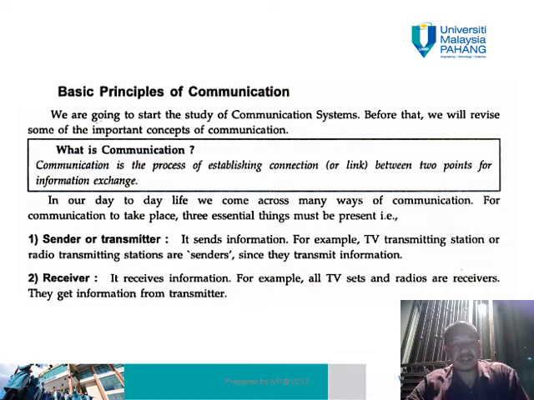There are 3 important things that must be present in order to exchange the information. First is the sender, the second is the receiver, and the third, okay, after this. So what is the sender? The sender is the first part, which sends the information, the origin of the information. Sender is also known as the transmitter. For example, we have a TV transmission station or radio transmission station. Those are the senders.